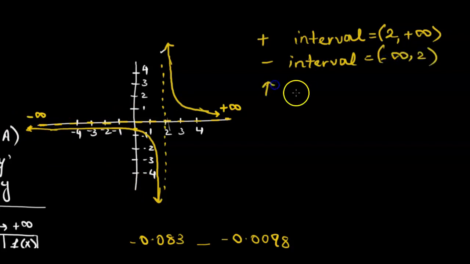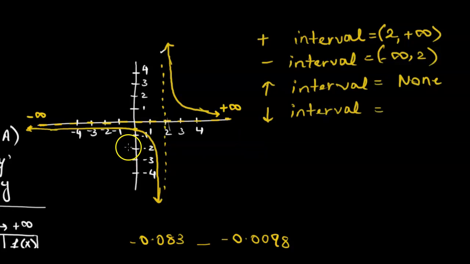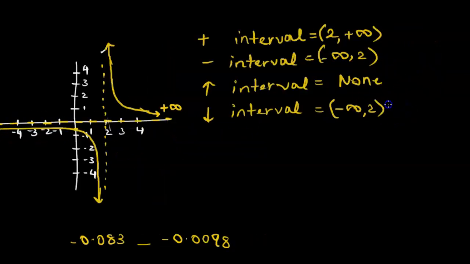Then when we talk about the increasing interval, it means where is the graph going up? We notice that the graph is always going down, left side or right side. So there is no increasing interval. When it comes to the decreasing interval, it is all the way decreasing from negative infinity to 2 first, and in math it is written with this U sign, then it is decreasing from 2 to positive infinity. So this is how we write down increasing, decreasing, and positive, negative intervals for the graph.